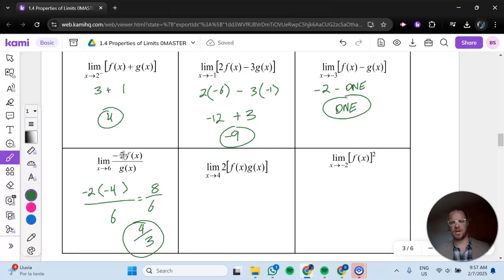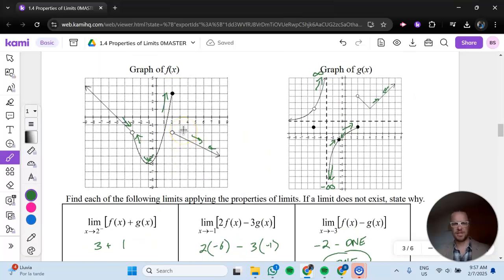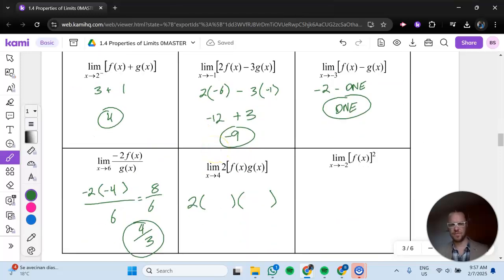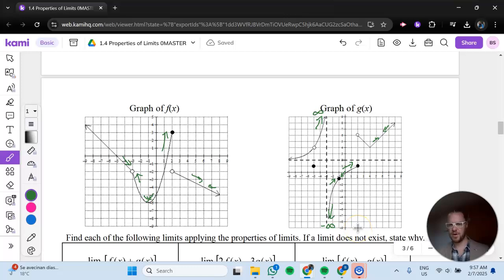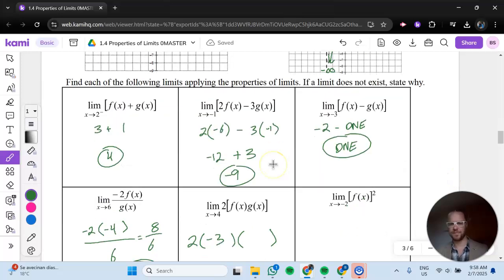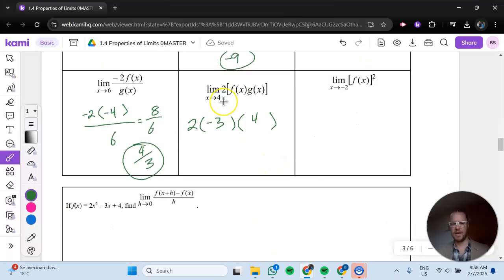Here, again, this 2 is just a constant that's going to be up front, so it's literally going to be 2 times whatever the limit as x approaches 4 of f of x is, times the limit as x approaches 4 of g of x. So for f of x, as we approach 4, we're getting negative 3 there. As we approach 4 on g of x, so approaching 4 right here, from both sides, we are getting 4. Putting that all together, we're going to get negative 6 times 4 is negative 24.